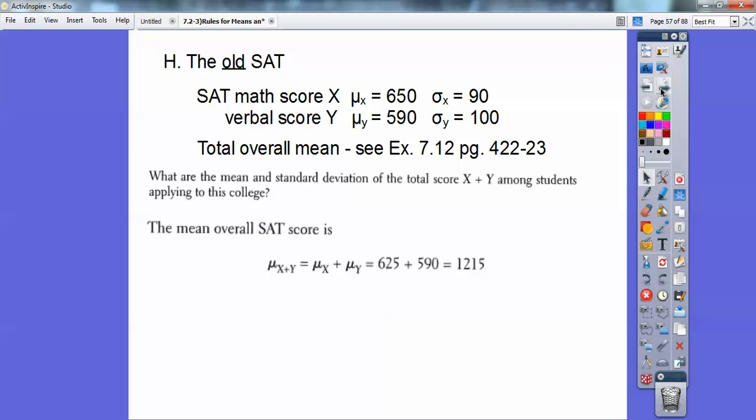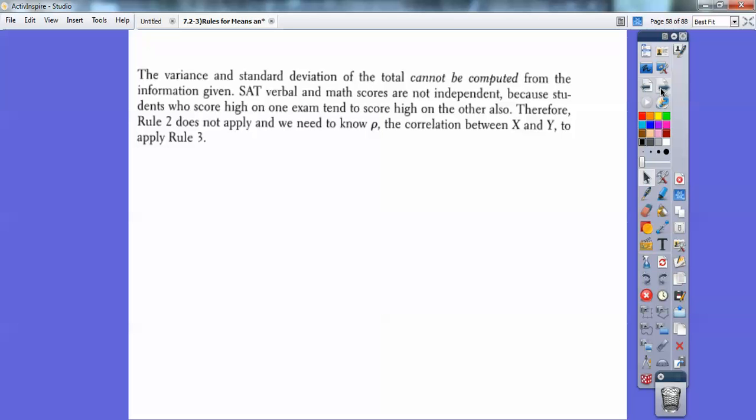That's easy enough to understand. The variance and standard deviation of the total cannot be computed from the information given, and this is why. SAT verbal and math scores are not independent of each other, because students who score high on one exam tend to score high on the other. I know there are exceptions. Some of you are good at math and not good at English, and vice versa. But in general, a person who's good at math tends to be better at English as well. Therefore, Rule 2 doesn't apply, and we need to know the correlation to even apply Rule 3, and they didn't give that to us.